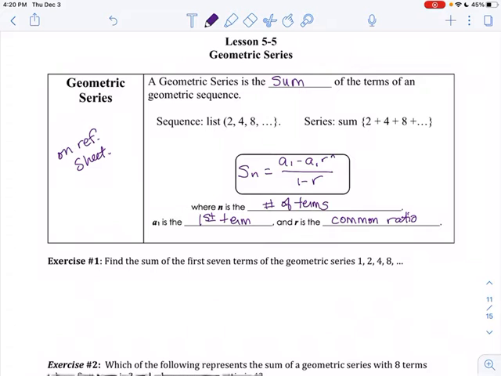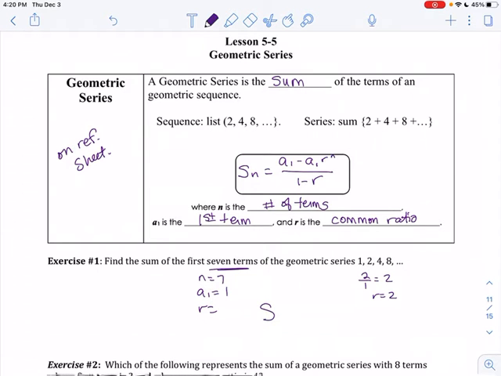So find the sum of the first 7 terms, so n is 7, of the geometric series. So my first term is 1, and then the other thing I need to know is my common ratio. So I'm going to look here. All I have to do to find the common ratio is to take the second term and divide it by the first term. Or you could take the third term and divide it by the second term. But my common ratio, no matter which 2 terms you divide, is 2.